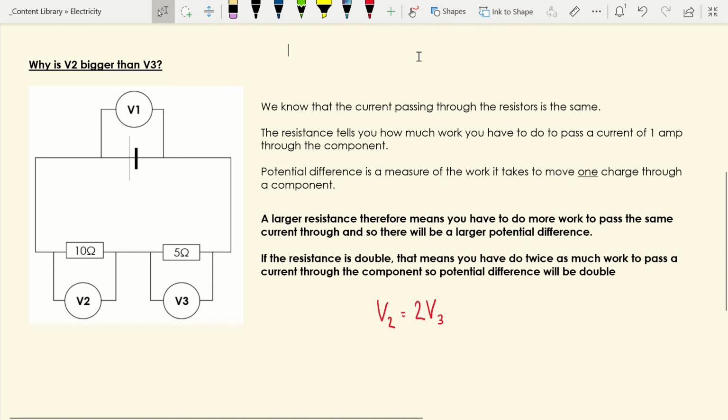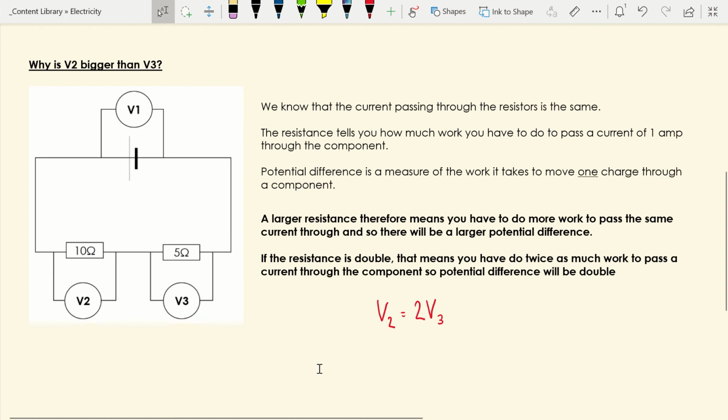So the resistance tells you how much work you have to do to pass a current of 1 amp through the component. So let's say, for example, we've got a current of 1 amp in this circuit. That would mean we need a potential difference of 10 across here and only a potential difference of 5 across here. It takes twice as much work to have a current of 1 amp through here as it does through here, and that would mean that V1 would have to be 15 because we'd have to add them together.